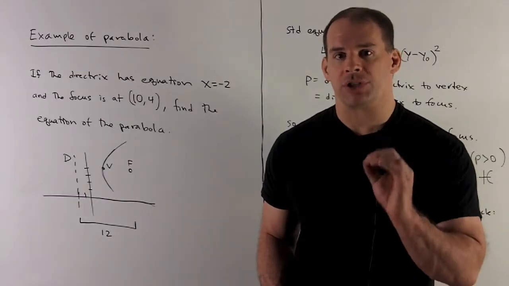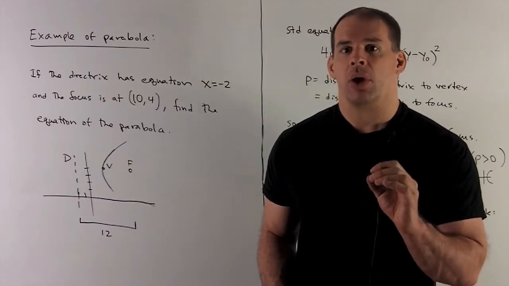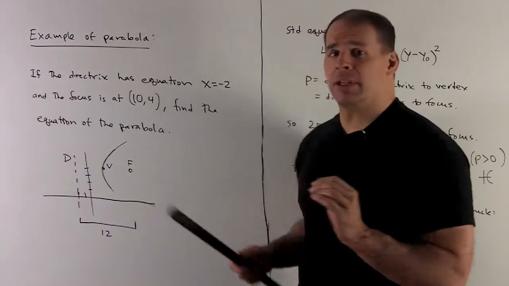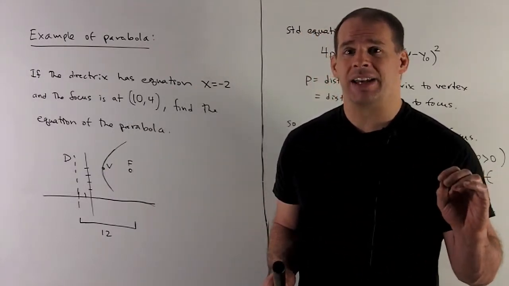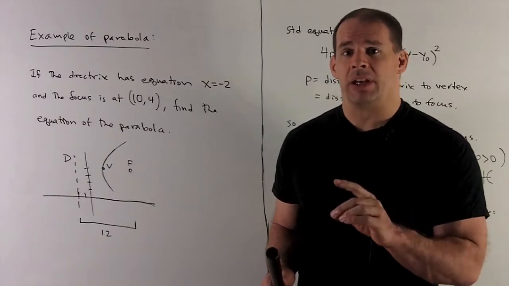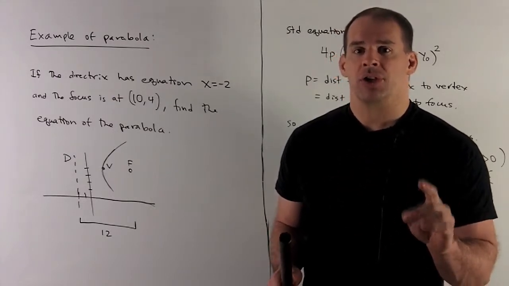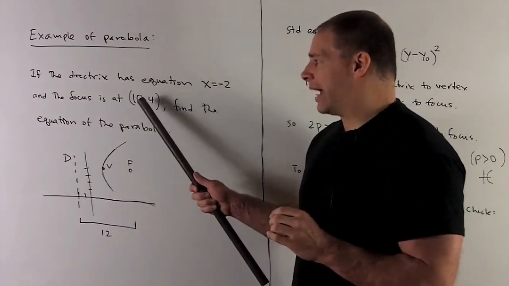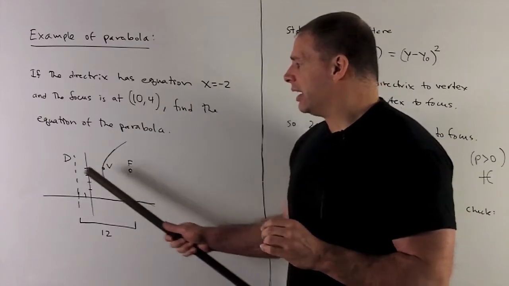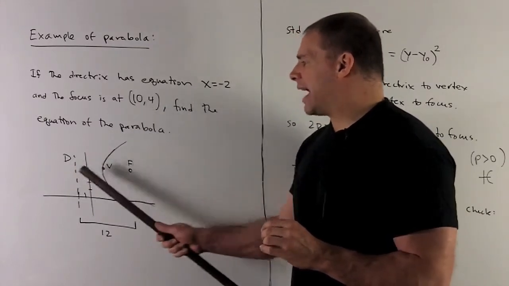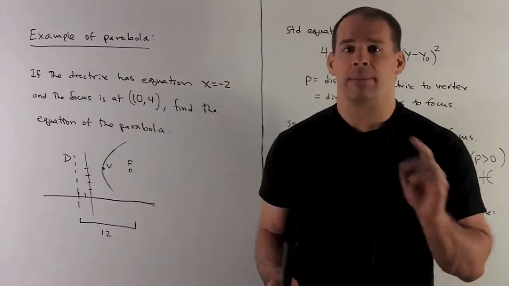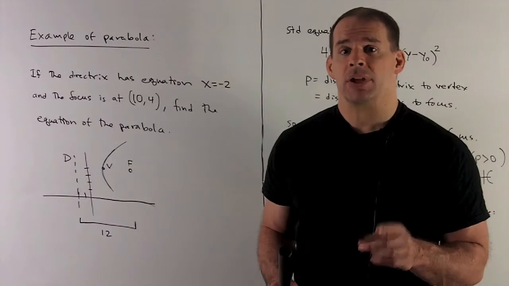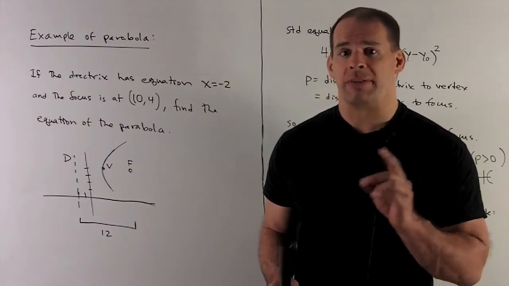Now, I want to find the vertex. Where's the vertex? Well, note the vertex is going to have the same y value as our focus. That just means it's on the same horizontal line, but it's going to be midway between our focus and the directrix. So we're going to have to find the new x value for the vertex. Well, here we have the x value is going to be 10. Here it's going to be minus 2. So if I want to find the midpoint, I add 10 and minus 2 and then cut it in half. So that gives me a 4. So our vertex is going to be the point (4, 4).